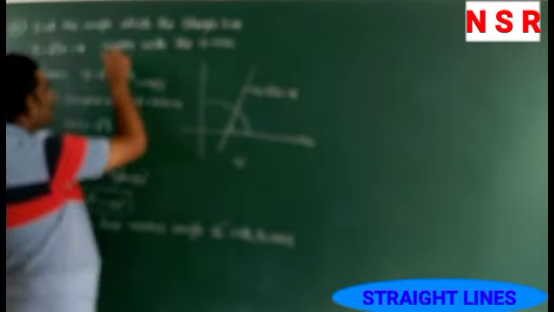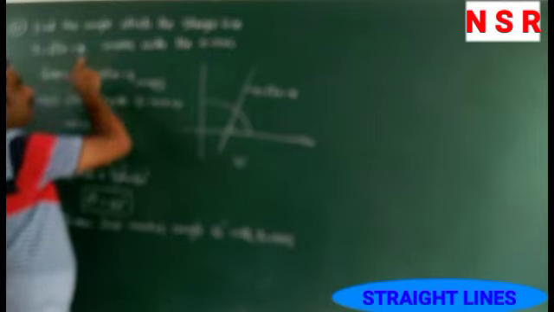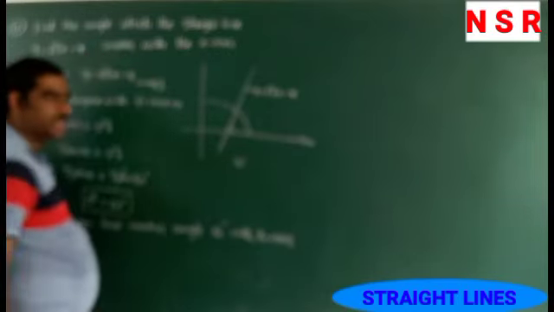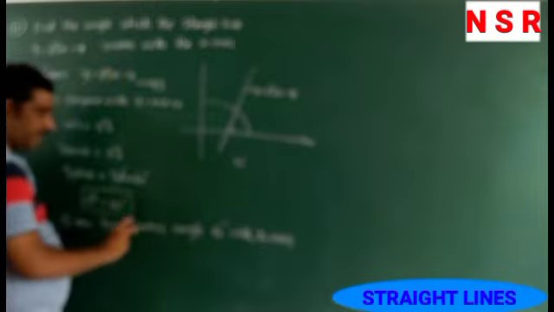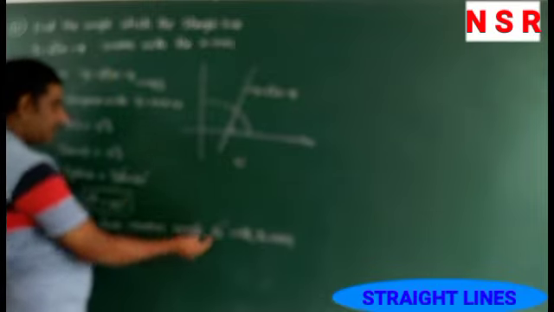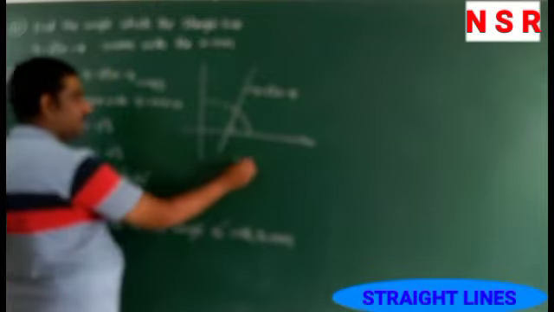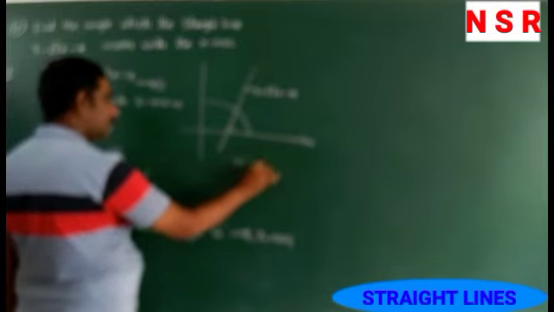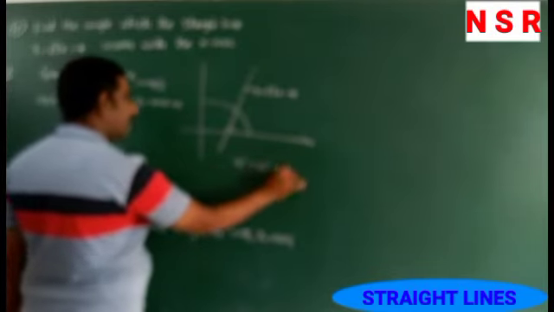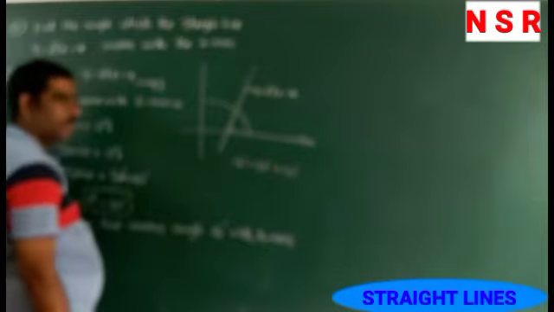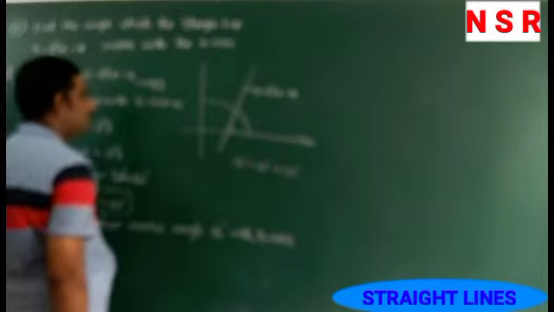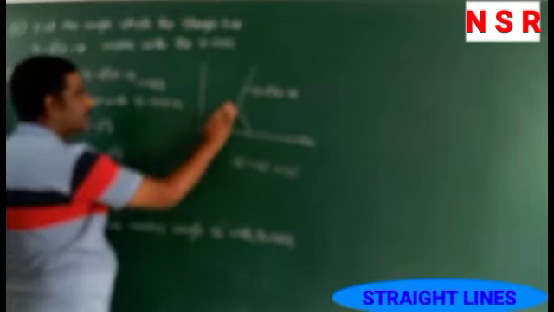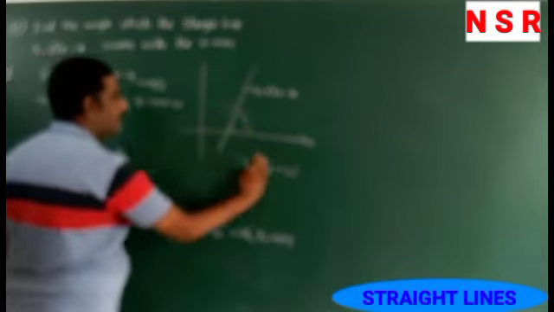If he is asking how much angle the line makes with the y axis, first find the angle with the x axis, and after getting it, simply subtract it from 90 degrees. So we get the angle with the y axis, that is 30 degrees. Here only the x axis angle is given, so the given line makes an angle of 60 degrees with the x axis.